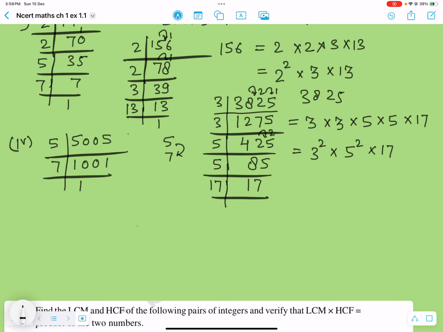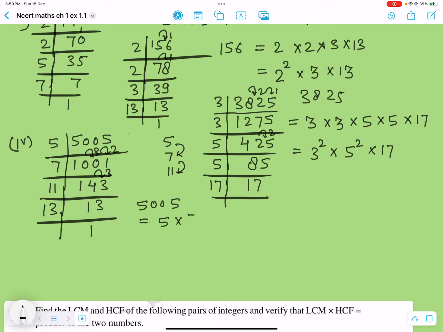So we'll say 7 1s are 7, remainder 3 becomes 30. 7 4s are 28, remainder 2 becomes 21. 7 3s are 21. So now it's not divided by 7. The next prime number is 11. Let's try with 11. 1 11 is 11. Remainder 3 becomes 33. So it's 13 1s are 13. So the prime factors of 5005 become 5 multiply 7 multiply 11 multiply 13. So basically this is your answer.